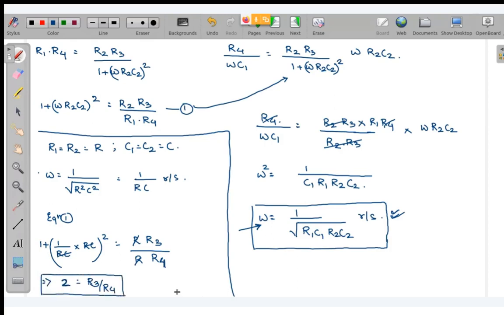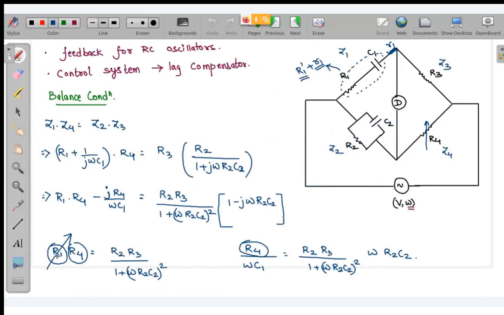Why is this important? See, making this is not possible. Why is this not possible? Can you tell me? Why I cannot make something like this? Because you can see that I have taken R1 as variable. So how can I make R1 equal to R2? R2 is fixed. I haven't kept this R2 as changing.